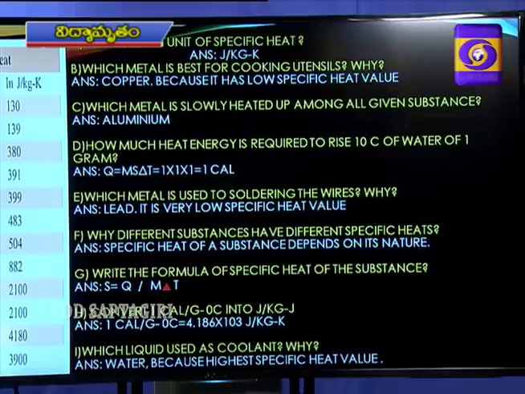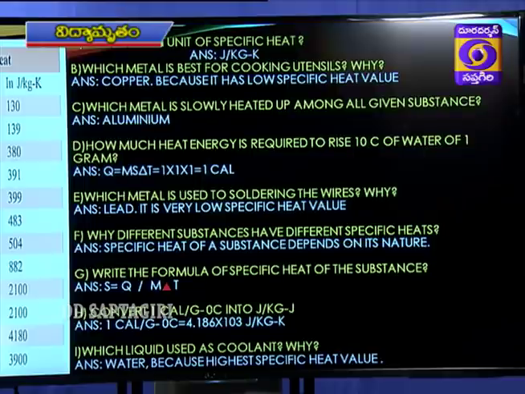You can write that, but it is a little bit of an answer, and you can't get the total marks. Afterwards, write the formula for the specific heat of a substance: S is equal to Q by M into delta T. Already we discussed all this information.